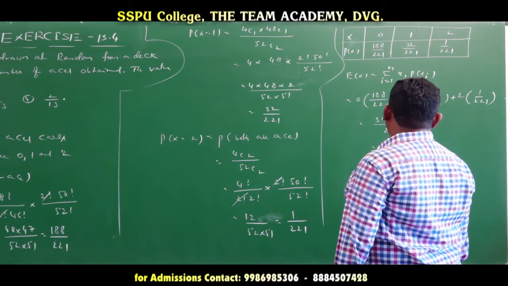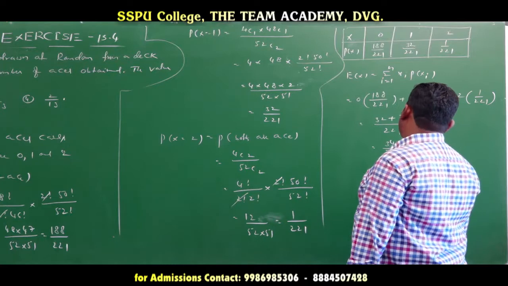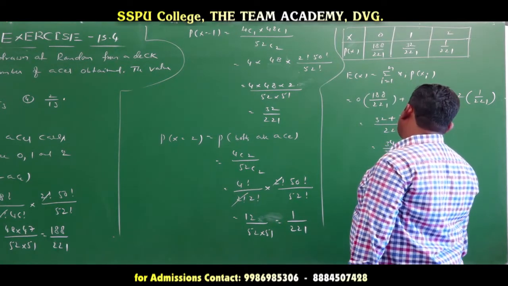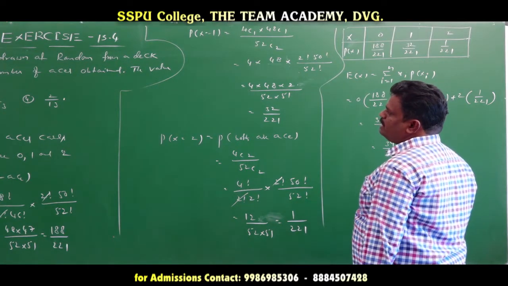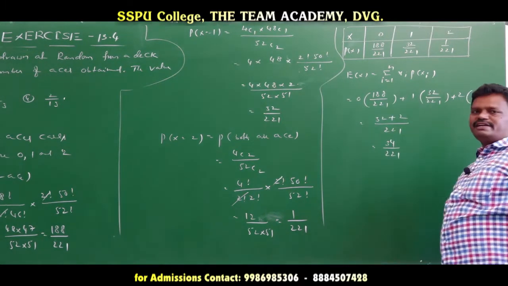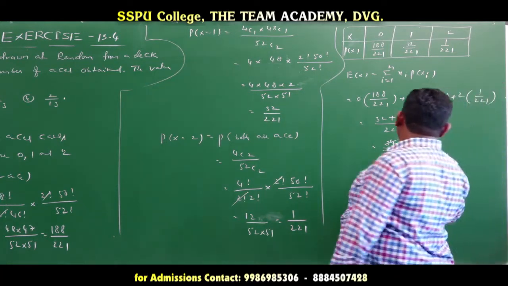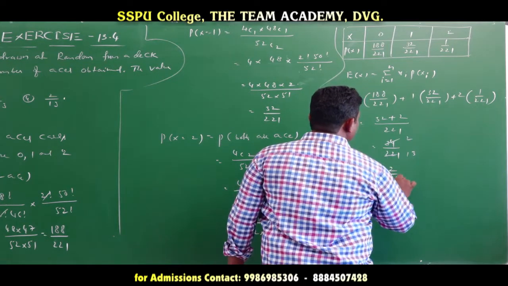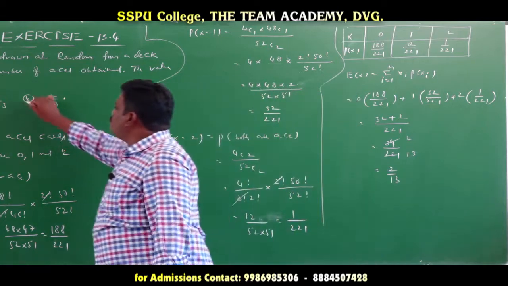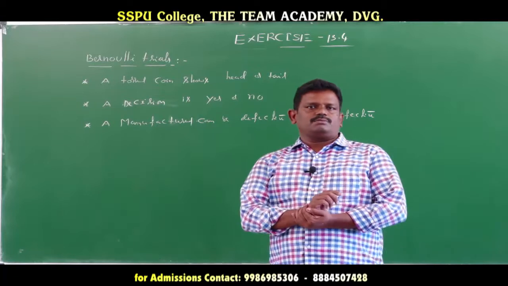Cancellation is possible here. In the 3 table, 3 sevens are 21, not possible. Cancelling 34 by 221, in the 17 table, 17 twos are 34, and 17 thirteens are 221. So that is equal to 2 by 13 finally. So which option is correct? The fourth option is correct.